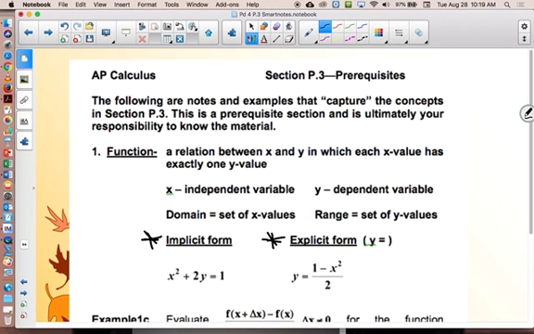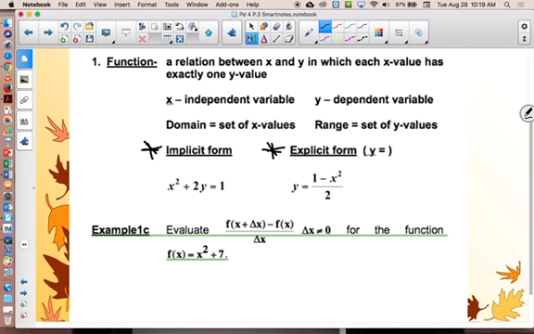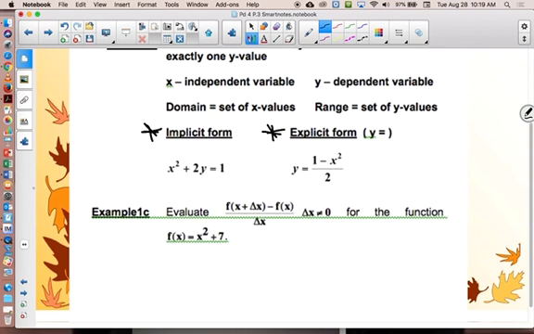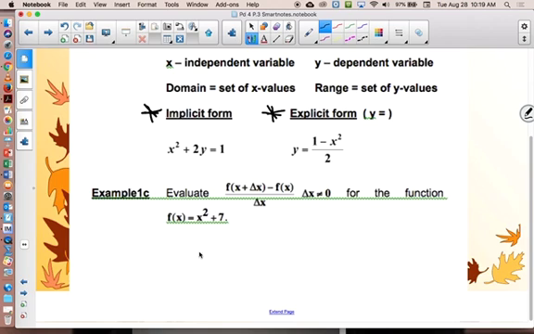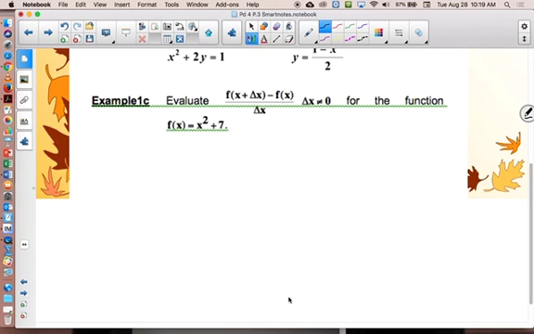So what I would like to do is the harder one of the problems, which is example 1c. Do you remember this guy from last year? f of x plus delta x minus f of x all over delta x? Do you remember what that's called? DQ, and not ice cream. Do you remember what it's called? Is that like something with limits?